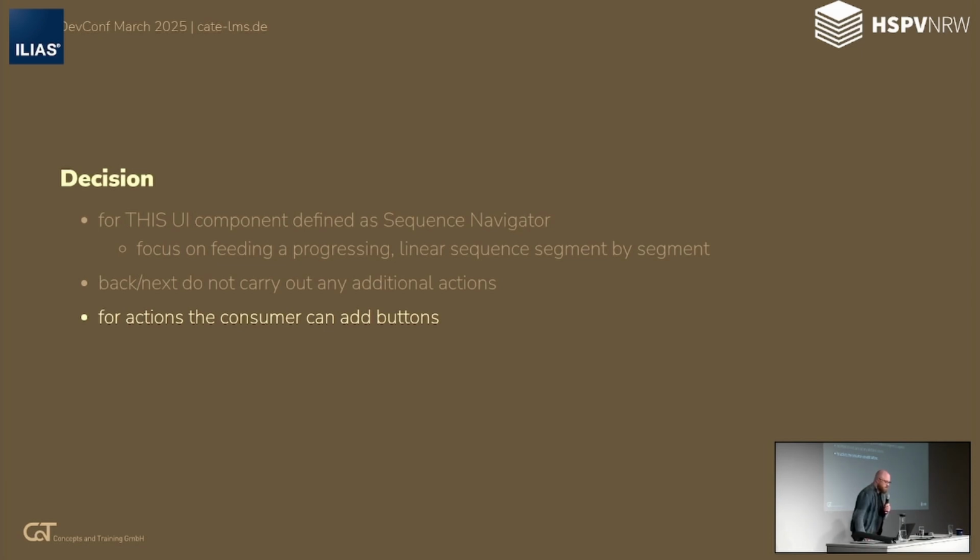However, for actions, the consumer can add buttons. There are two button types. One targets the outer context, one targets the current segment. So you can do something like stop the entire test, for example, or stop the entire sequence. And then there's another button to do something with the segment that is currently being shown.